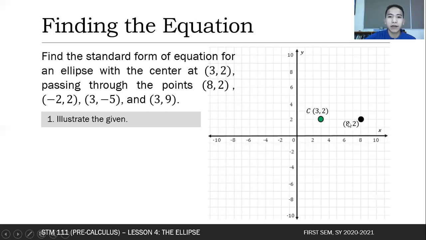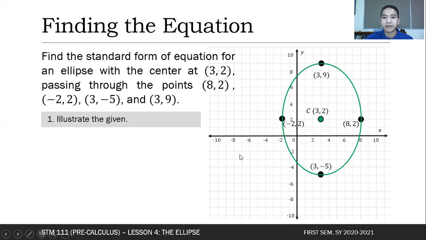8, which is the center, 8 and 2, negative 2 and 2, 3 and negative 5, 3 and 9. Yan yung ellipse. Kasi di ba dumadaan yung ellipse dyan? So obviously, ganyan yung magiging itsura ng ellipse.